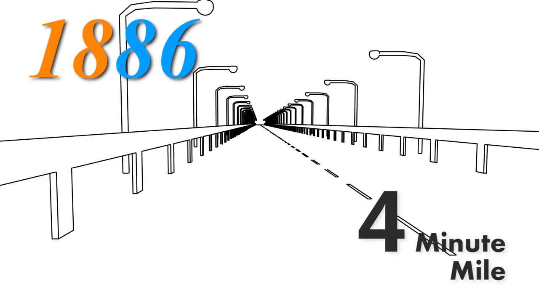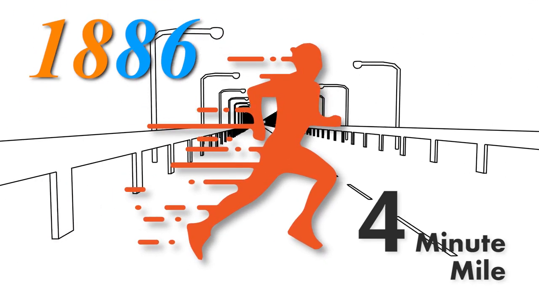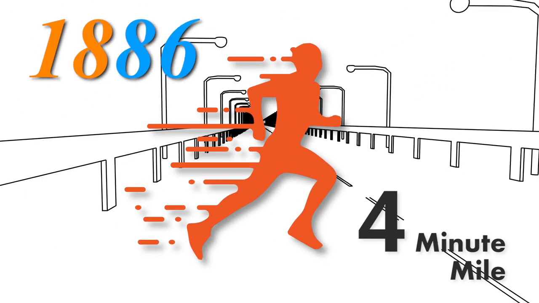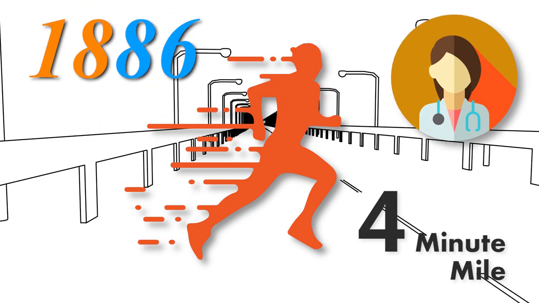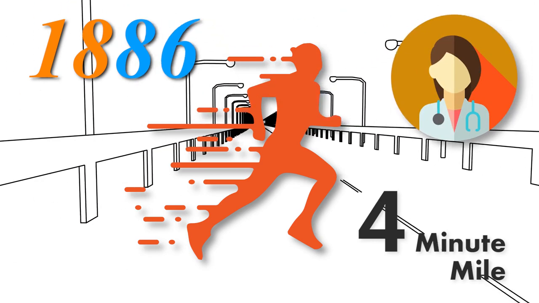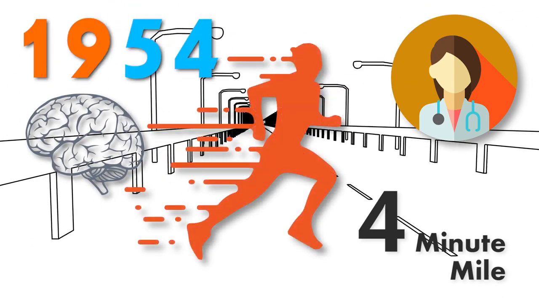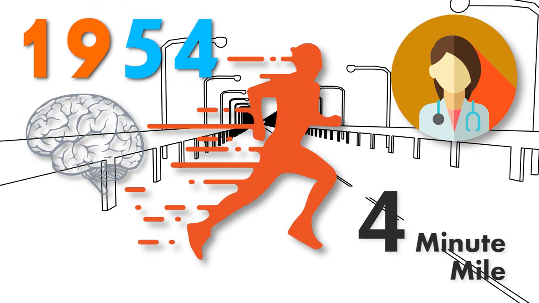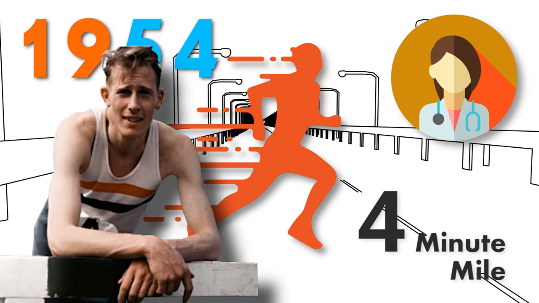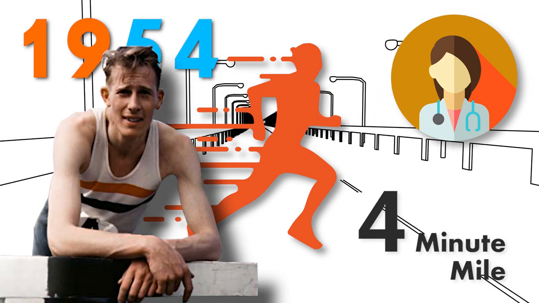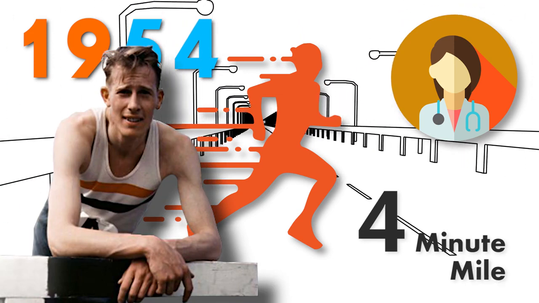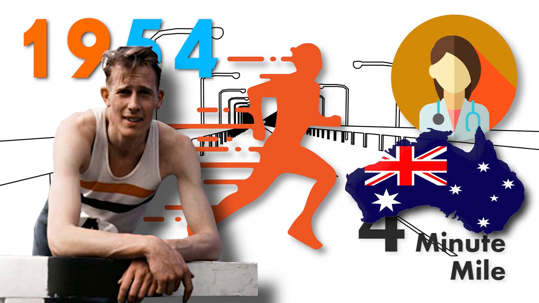Since 1886, runners had been chasing the goal of running a mile under 4 minutes. Experts believed this to be dangerous and almost impossible. The feat was as much a psychological barrier as a physical one. In 1954, it was finally accomplished by Roger Bannister. Then something strange happened. 46 days after Bannister's feat, an Australian runner beat Bannister's time.